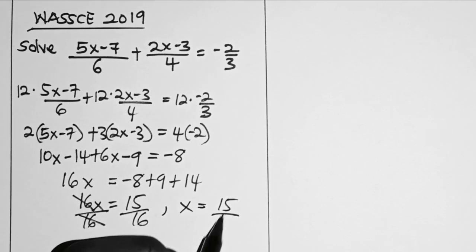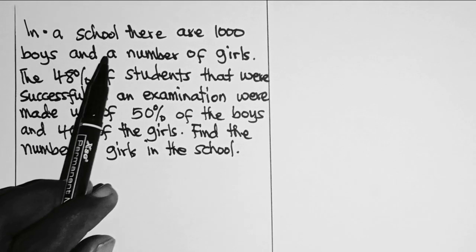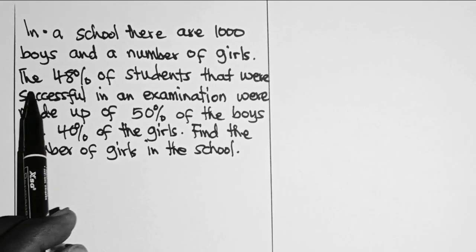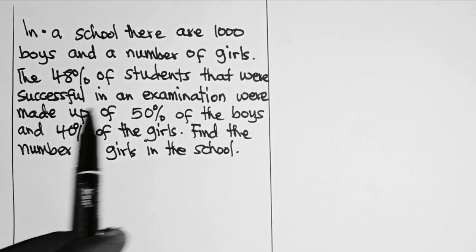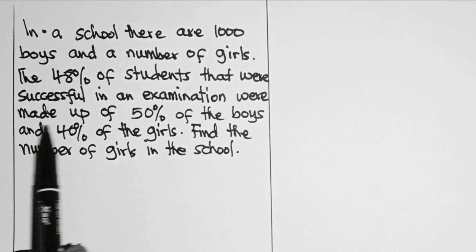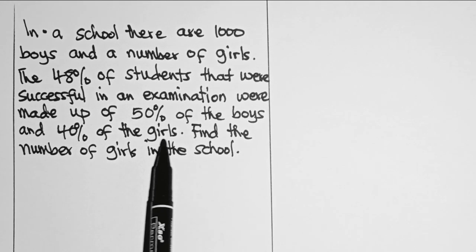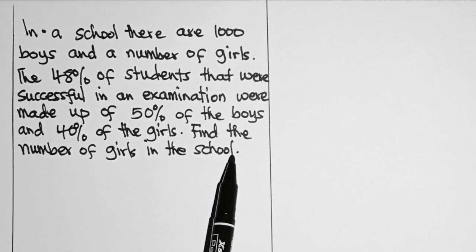15 divided by 16. In a school, there are 1,000 boys and a number of girls. 48% of students that were successful in an examination were made up of 50% of the boys and 40% of the girls. Find the number of girls in the school.